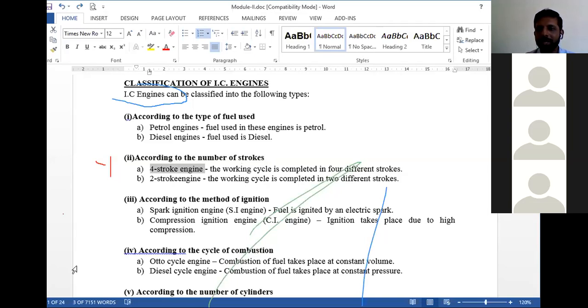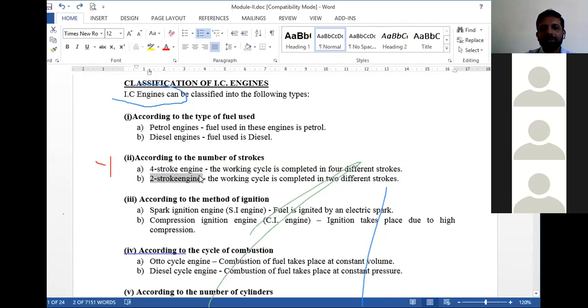Or the olden days TVS, all these are two-stroke engines, which will be clearly indicated on the vehicle itself, 2S or four-stroke and so on. That is another way of classifying this. So this four-stroke engine can be a petrol engine, where the engine can utilize petrol, or it can be a diesel engine also. That's the other sub-classification for this. So we'll be studying in detail the four-stroke petrol engine and four-stroke diesel engine, and you also have two-stroke petrol engine in your syllabus.